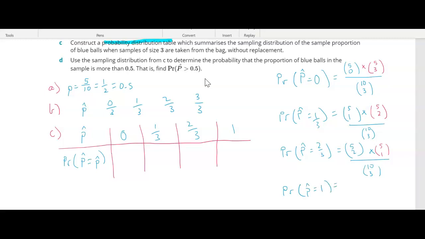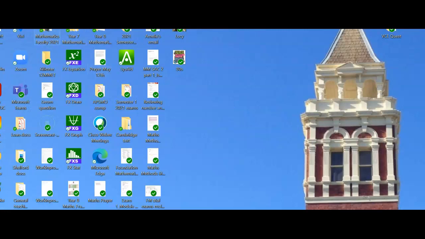And then lastly, we're going to have 1. So 5 choose 3, and then 5 choose 0. Now you'll notice because we've got the same number of blue balls as we do red balls, your answer for 0 and 1 are going to be the same, and 1/3 and 2/3 is also going to be the same because we've got the same calculation. So effectively we only need to do 2 of them. Let's get my calculator up.